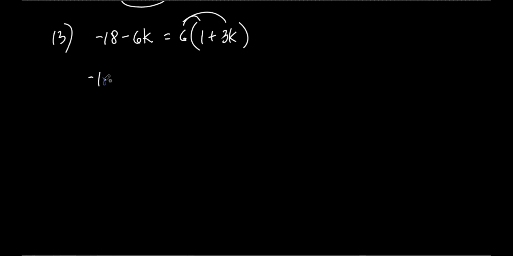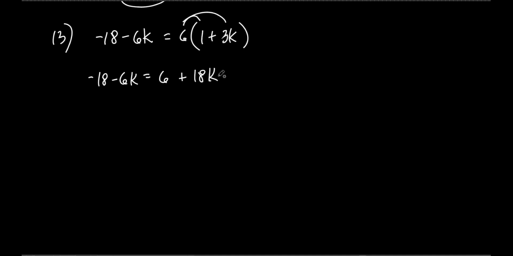So negative 18 minus 6k equals, let's distribute. 6 times 1 is 6. It's plus 6 times 3 is 18k. All right? Everybody with me on that? Now, I got a k on one side, I got a k on the other side. I want them on the same side, don't I?